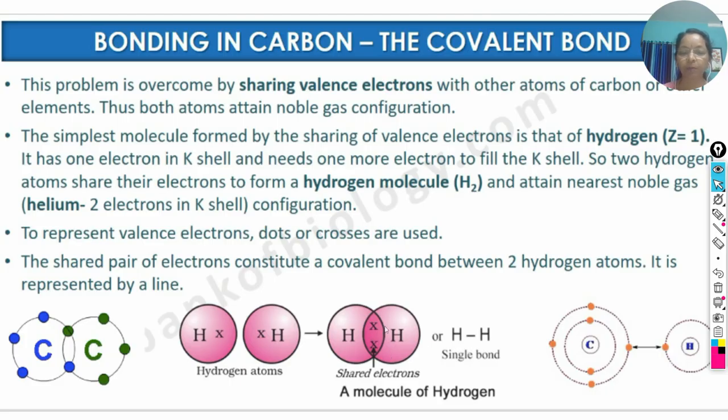The bond formed by sharing of electrons is called a covalent bond. Covalent bond. Okay, which can be represented by a single dash line. H dash H means H forms a single covalent bond with H, forming a hydrogen molecule. Okay, and see, this is also possible.